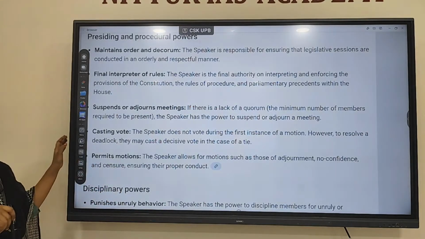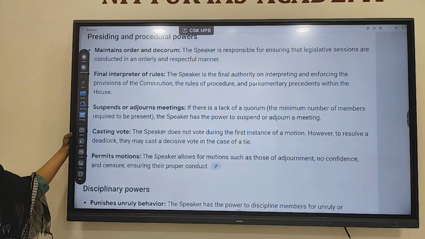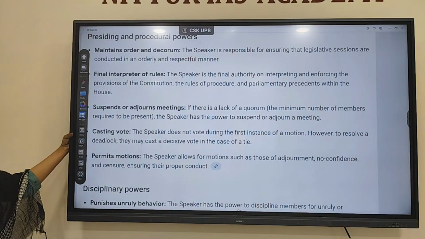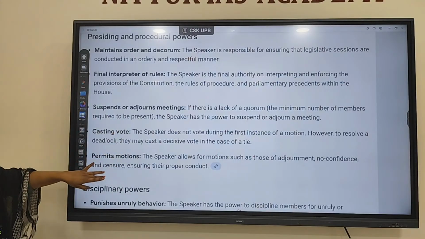Next is permit motions, that is adjournment motion, no confidence motion, censure. All these definitions I will teach you, don't worry. Adjournment motion, that all I will teach you.